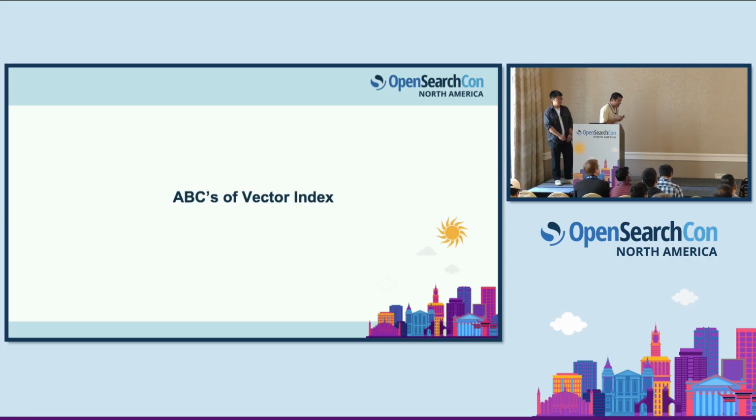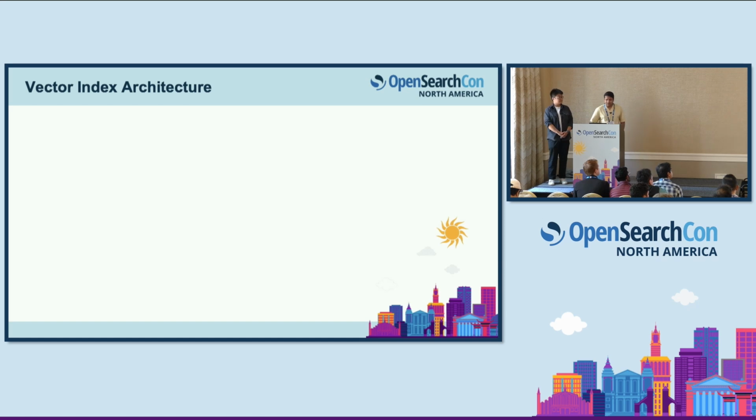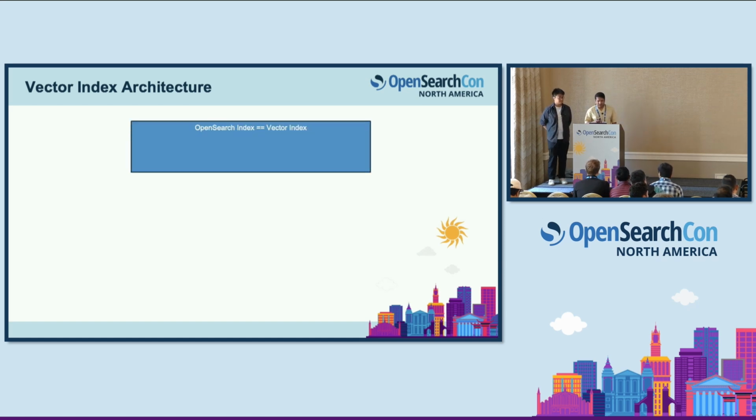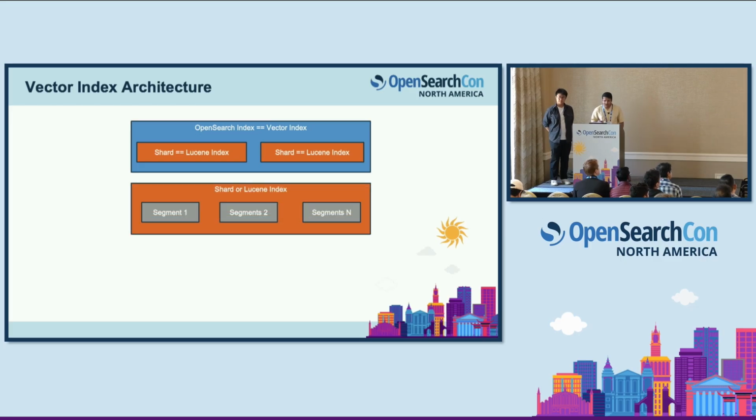Let's first talk about some of the ABCs of the vector index. As you know, within OpenSearch you have an OpenSearch index. If you look closely, a vector index is nothing but an OpenSearch index. Within an OpenSearch index, you have shards. Shards are nothing but a Lucene index. Within shards, you have a lot of segments. You can have one to many segments per shard.